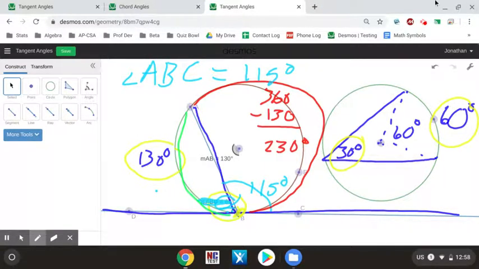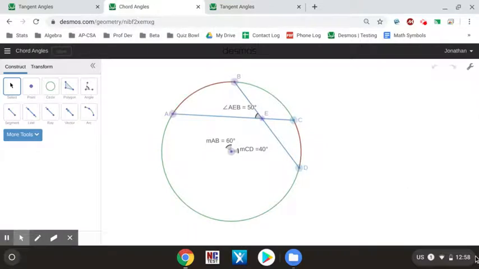Now, let's go ahead and look at a different type of intersection that happens. And that is if you have two chords intersecting in a circle. Now, I wanted to show you this. I have AB, which I have marked the measure. Arc AB is 60 degrees right now. And then right now, arc CD is 40 degrees. And notice the angle in the middle is 50 degrees.